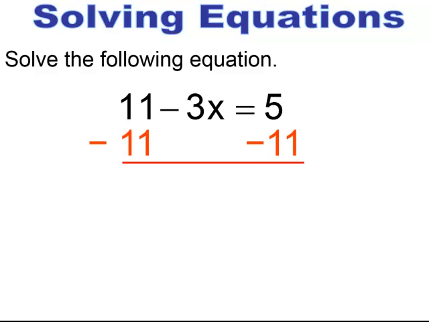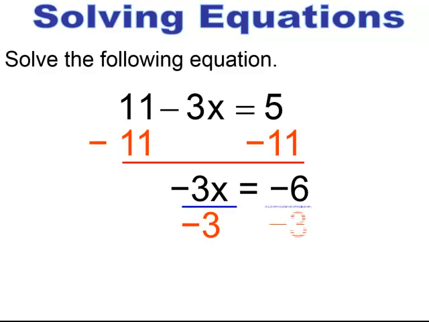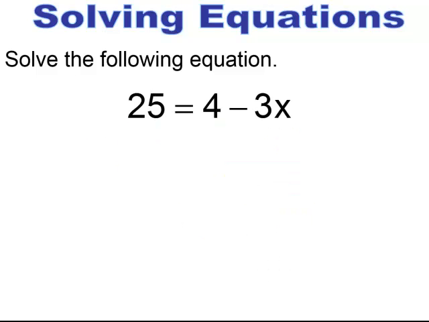So the first thing you need to do here is subtract that 11. That negative 3 comes down with the x. It's negative 3x equals a negative 6. You're going to divide through by a negative 3, and you're going to get your solution for x. X equals 2. Pause and try.